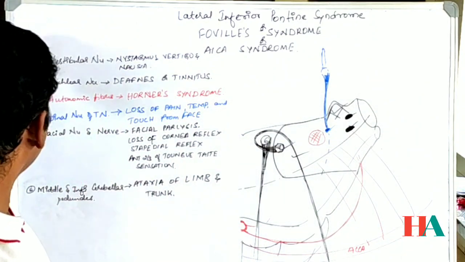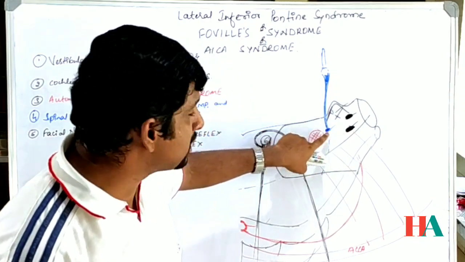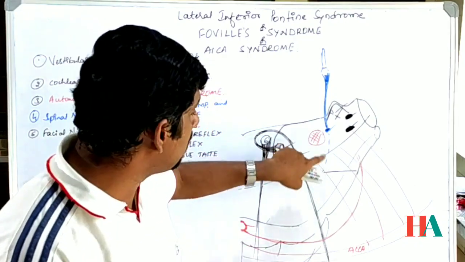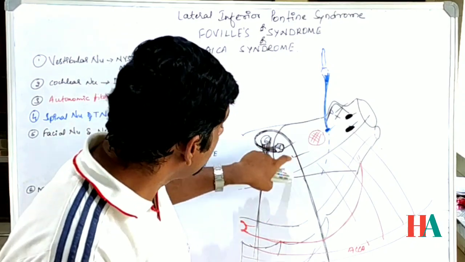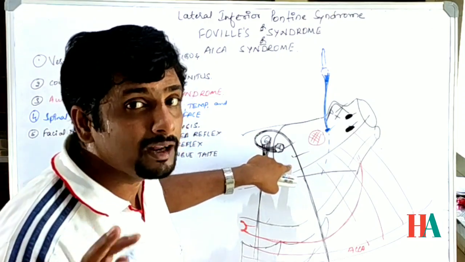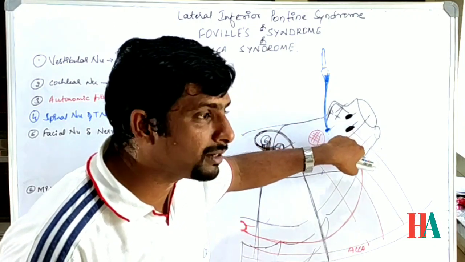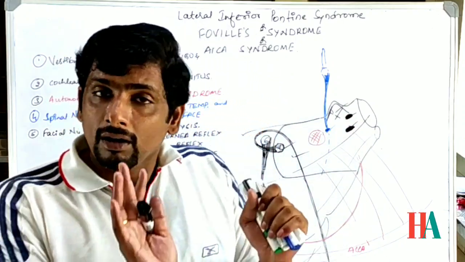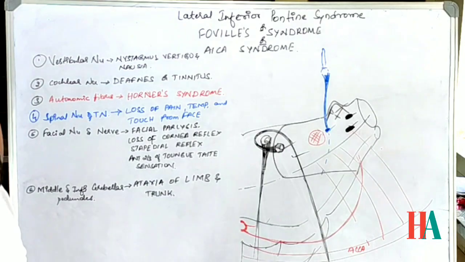So the vestibular nucleus, the cochlear nucleus, the spinal nucleus of the trigeminal nerve, and the reticular formation, in which the autonomic nerve fibers are involved, are affected. The seventh nucleus and the seventh cranial nerve, that is the facial nucleus and facial nerve, are involved, and along with that, whatever fibers are running are hampered. The inferior and middle cerebellar peduncles are involved. All this involvement leads to ipsilateral conditions. So whatever symptoms we have studied here are all ipsilateral.